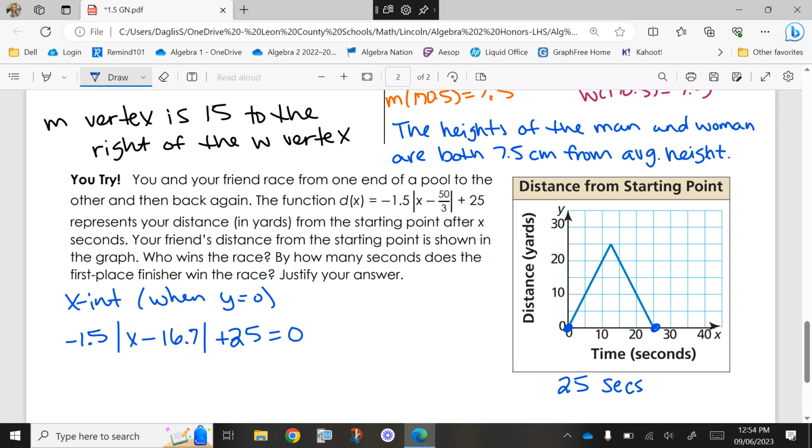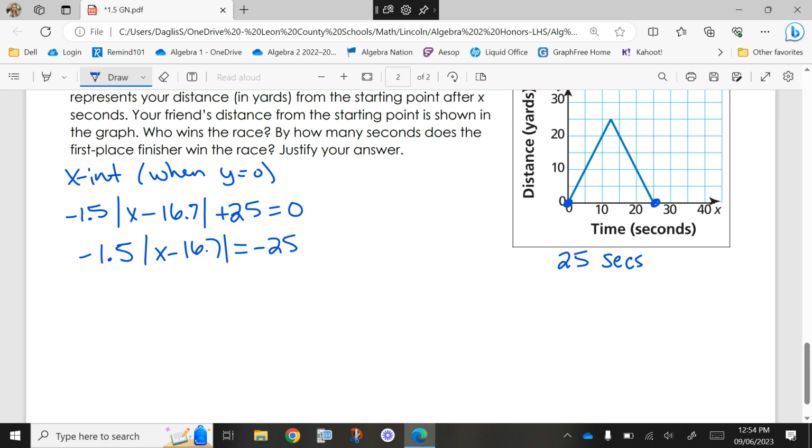All right, we're going into yesterday. What should I do first? Subtract 25, move that to the other side. Equals negative 25. All right, now what? I can't move that yet. It's in my absolute value bars. There's something else still in my way. Yes, divide by negative 1.5.